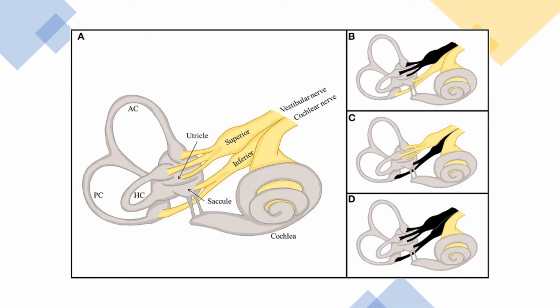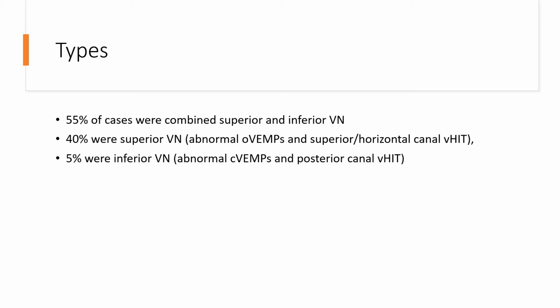supplies the saccule and posterior canal. By testing each of these organs, we can deduce which nerves are affected by these conditions, whether it is superior, inferior, or both. In the literature, slightly more than half of the cases of vestibular neuritis are reported to be total or complete. 40% were superior vestibular nerve, and the rarest one is the inferior vestibular nerve.